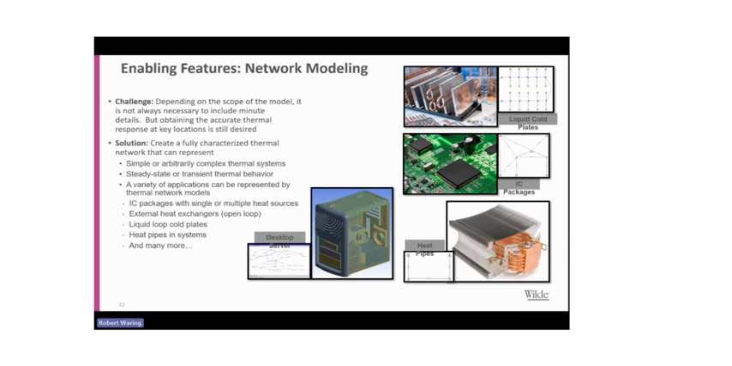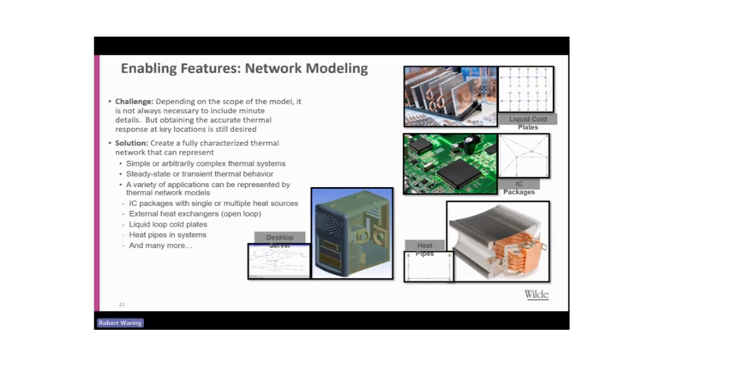So, the representation of thermal systems with ANSYS network modeling: you can model both simple and arbitrarily complex thermal systems with ease by abstracting the detailed geometry into a network representation. Thermal analysis becomes computationally efficient without compromising accuracy. The versatility of network modeling extends to steady state and transient thermal behavior analysis. You can choose the appropriate analysis based on the specific application and desired level of detail.